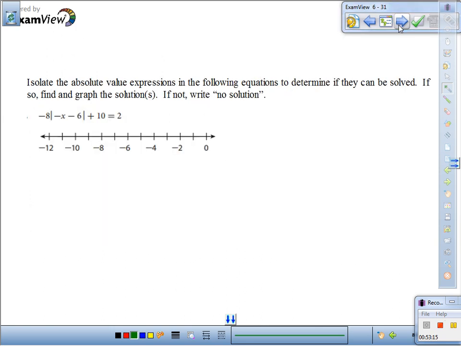Number 6. It says, isolate the absolute value. Determine if it can be solved. If so, find and graph the solutions. If not, write no solution. So, let me zoom in. Or I'm going to write it over here a little bit bigger. -8, absolute value, -x minus 6, close the absolute value, plus 10 equals 2. Write that on your right side, please.